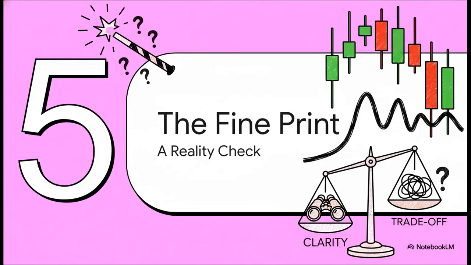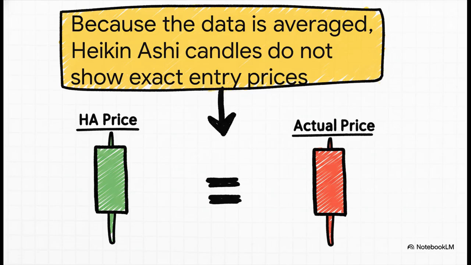Now, of course, this isn't magic. It's not going to solve all your problems. Like any trading tool, Heikin Ashi has its limits. And that wonderful clarity it gives you, well, it comes with an important trade-off. And here is the single most important catch. Because the candles are based on an average, the price you see on a Heikin Ashi chart is not the actual price where the market is trading at that exact second.